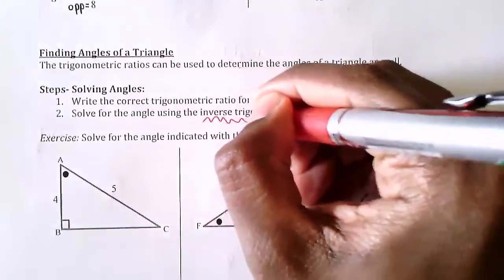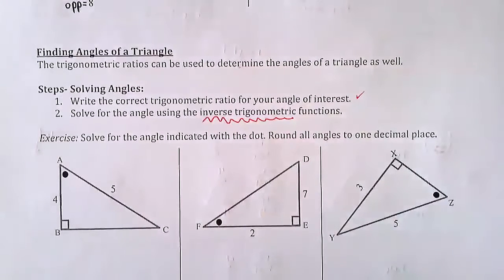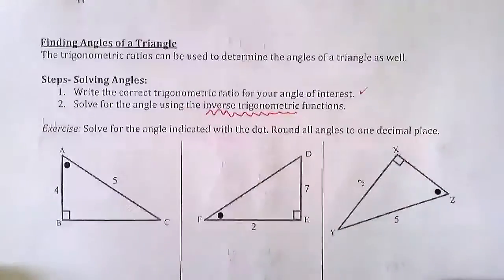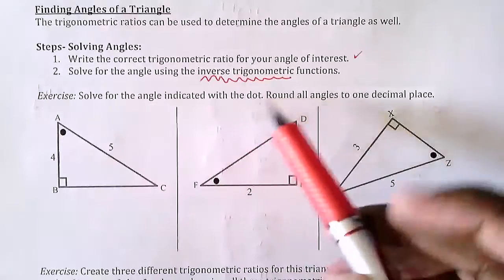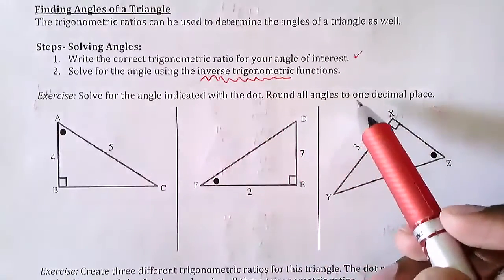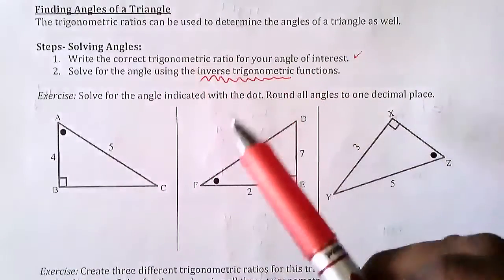So we are going to really focus on this when we get there. It's essentially all calculator work. So please have your calculators out, and I'm going to show you how to do it with your calculators as well. So exercise. Solve for the angle indicated with the dot. Round all angles to one decimal place. So it says solve. So that's what we want to do.